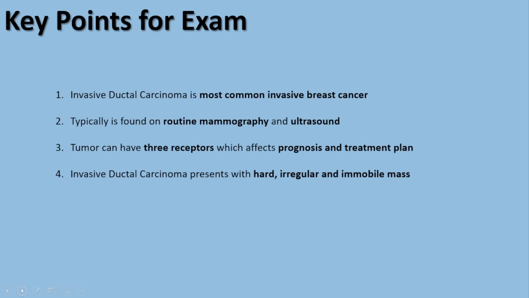Now, what are the key points for the exam? First of all, note that invasive ductal carcinoma is one of the most common invasive breast cancers that we have. This is usually found incidentally on routine mammography and ultrasound, and the tumor can have three receptors: estrogen receptor, progesterone receptor, and HER2 receptor, which affect the prognosis and treatment plan quite greatly. And invasive ductal carcinoma usually presents with a hard, irregular, and immobile mass in the breast.